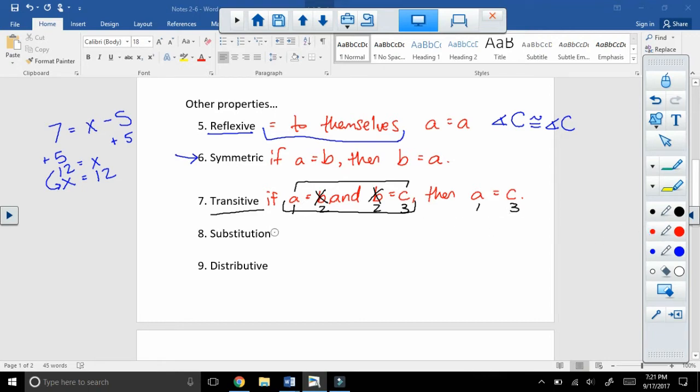For substitution, you have to have something that's equal to begin with also. So if A equals B, then you can replace B with A in any expression or equation.